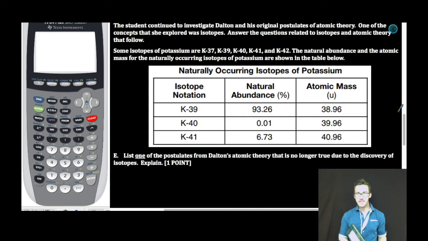Okay. The student continued to investigate Dalton and his original postulates of atomic theory. One of the concepts that she explored was isotopes. Answer the questions related to isotopes and atomic theory that follow. Some isotopes of potassium are potassium 37, potassium 39, potassium 40, potassium 41, and potassium 42. The natural abundance and the atomic mass for the naturally occurring isotopes of potassium are shown in the table below. Take a moment, pause, look at that data table.